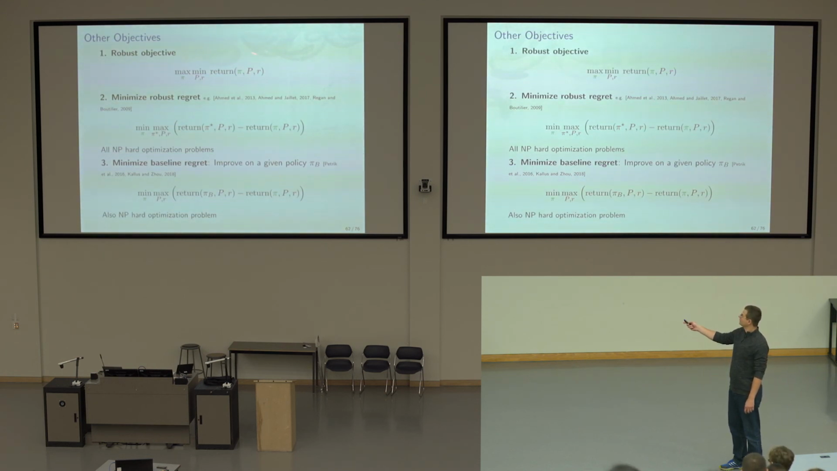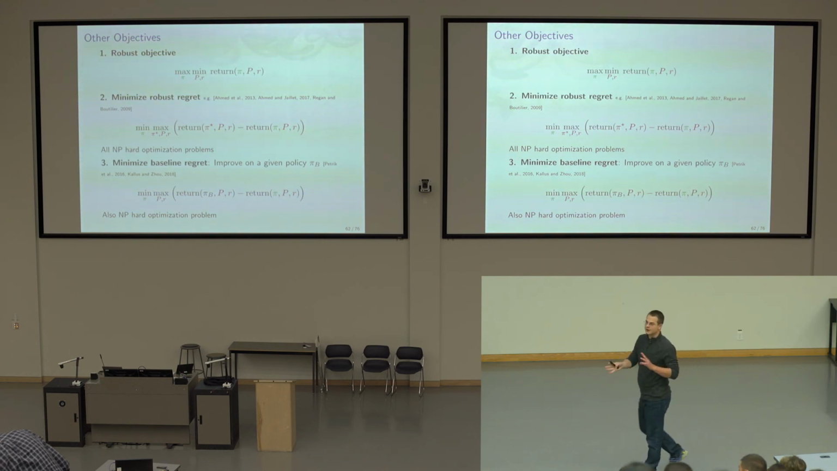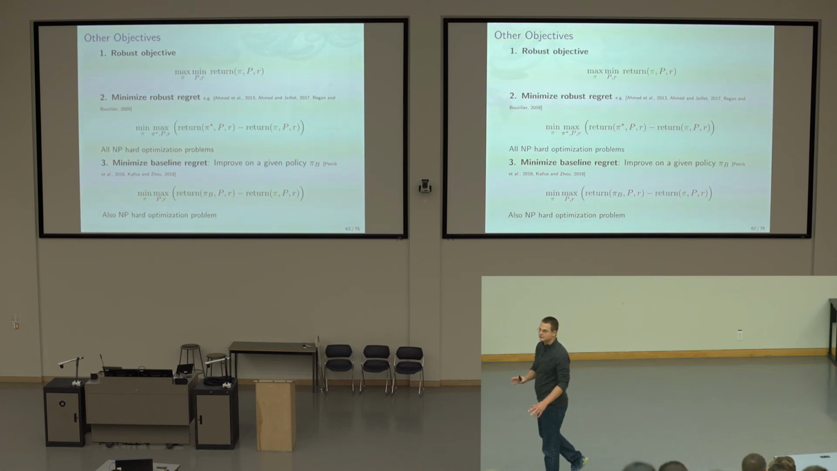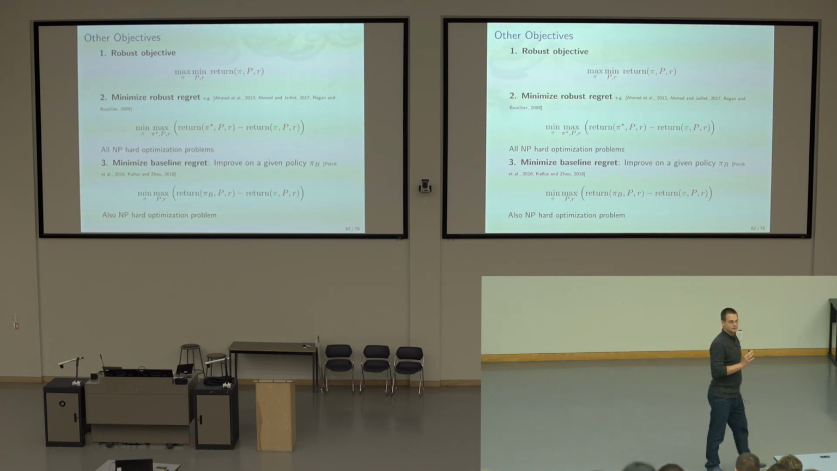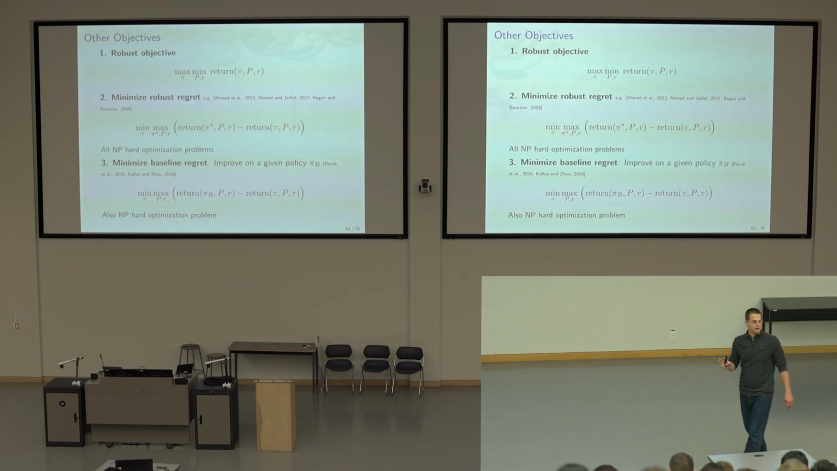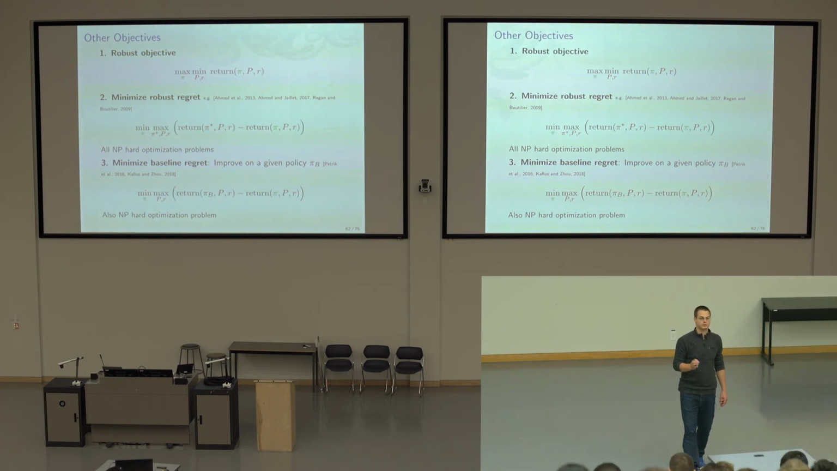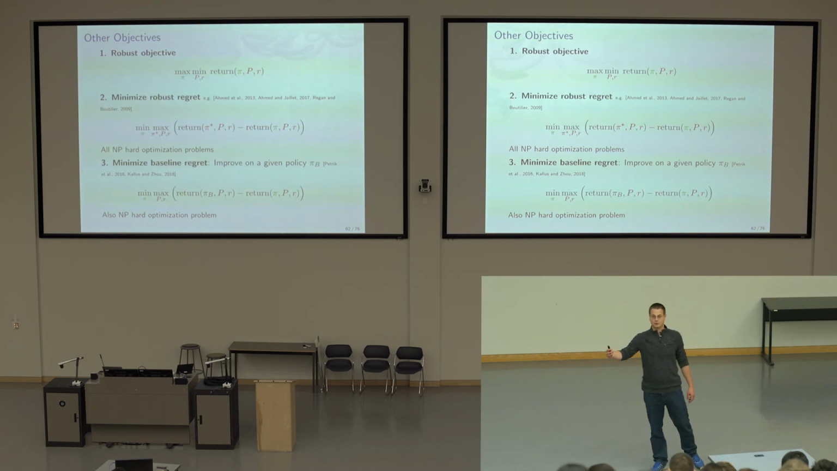So I tried to sell you this robust objective where we're solving for maximum policy, minimum pi and r, a simple max-min problem. But there are some very interesting and important variations on this framework. So you could try to instead minimize the robust regret. And I think this is a very good objective. In many problems, this is perhaps the right objective. You care about how much you lose with respect to the best you could do.